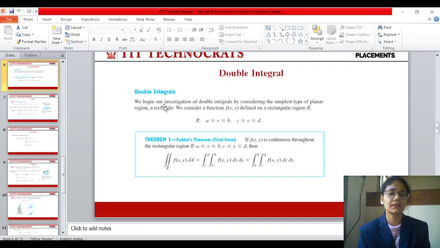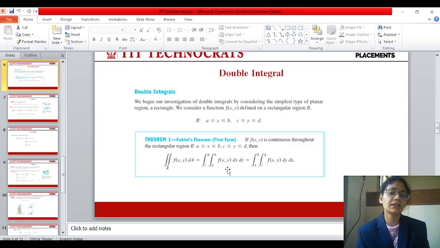This is again the definition of the double integral. It is just the same as what we have just discussed. R is a region which is integrated with x varying from a to b and y varying from c to d. Fubini's theorem says that if f of x, y is continuous throughout the rectangular region R, x varies from a to b, y varies from c to d, then this is the integral.